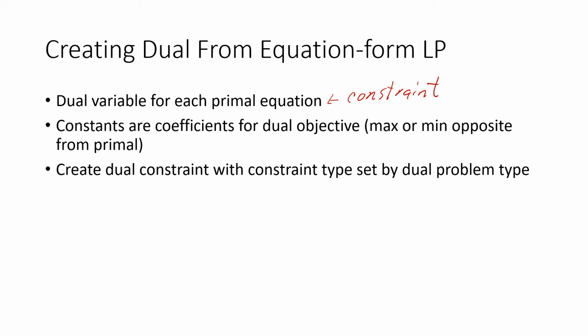There is a new variable created for every one of those. The constants for the coefficients for the dual objective are again created in the same way. So the dual objective, the coefficients of it, are taken from your original constraints in the primal. And then we create a dual constraint with a constraint type set by dual problem type. And I'll show you what this means in this example.